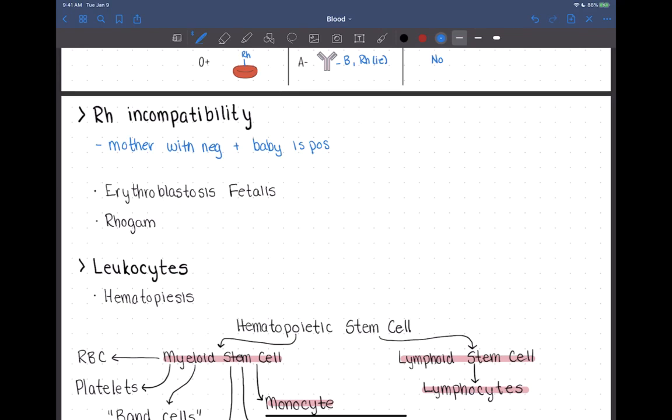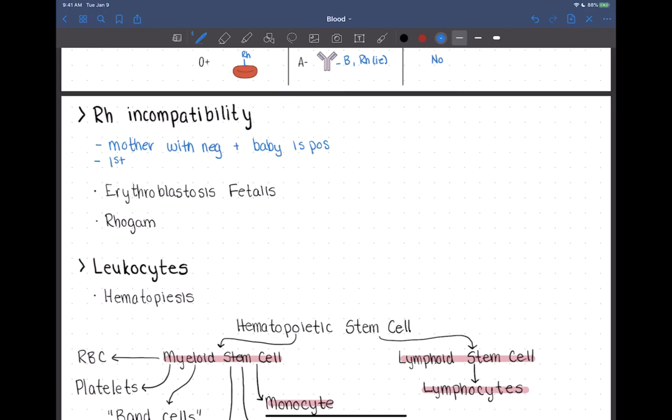The first pregnancy, the baby is delivered normally, but during delivery some of the baby's blood will typically get into the mother's bloodstream. Now she has been exposed to that positive blood, so she makes antibodies against Rh. After that first pregnancy, she will have antibodies against Rh, because during delivery the baby's blood comes into contact with the mother's blood, so now she's exposed.